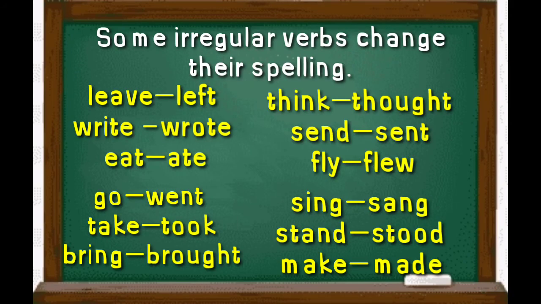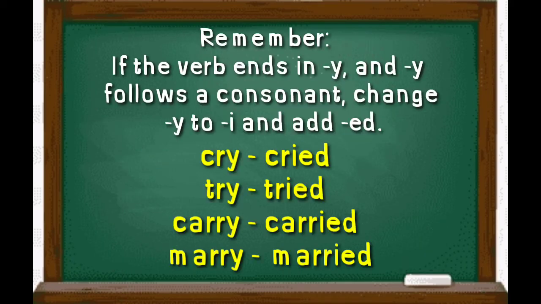Some irregular verbs change their spelling. Examples: leave, left, write, wrote, eat, ate, go, went, take, took, bring, brought, think, thought, send, sent, fly, flew, sing, sang, stand, stood, make, made. Remember, if the verb ends in Y and Y follows a consonant, change Y to I and add ED. Examples: cry, cried, try, tried, carry, carried, marry, married.